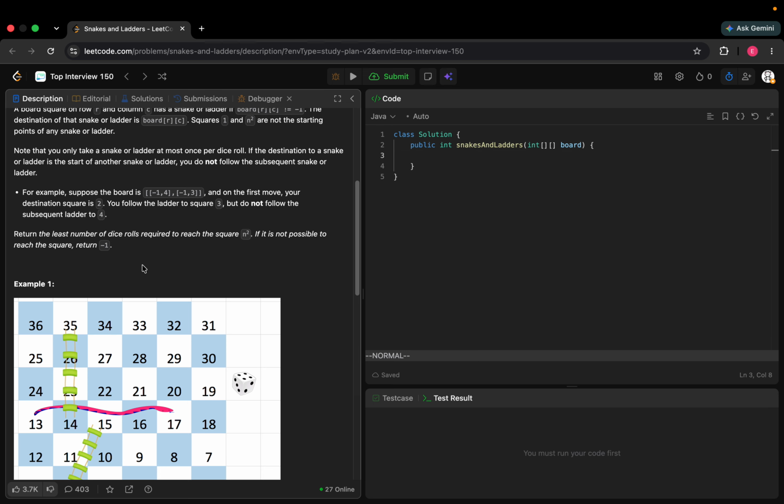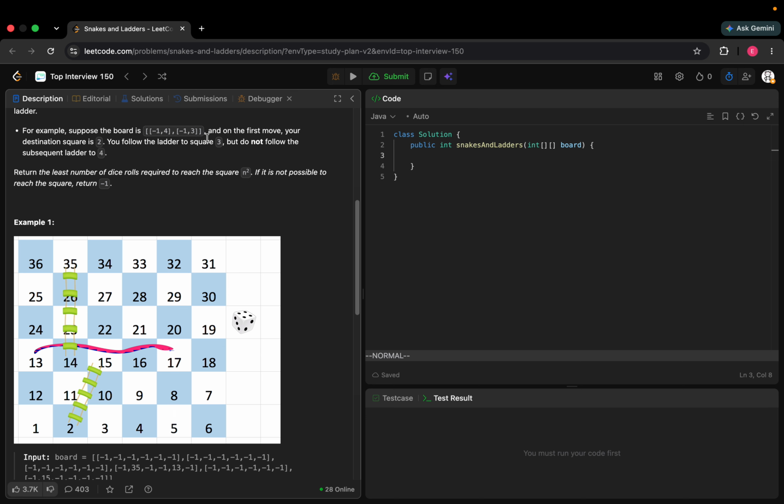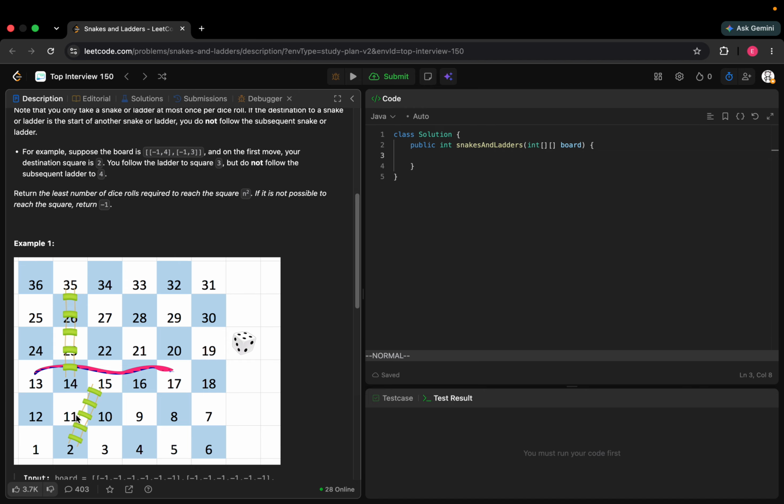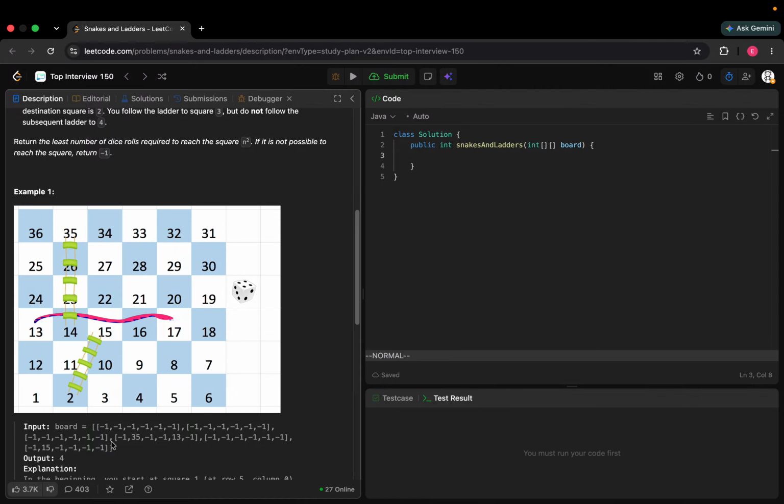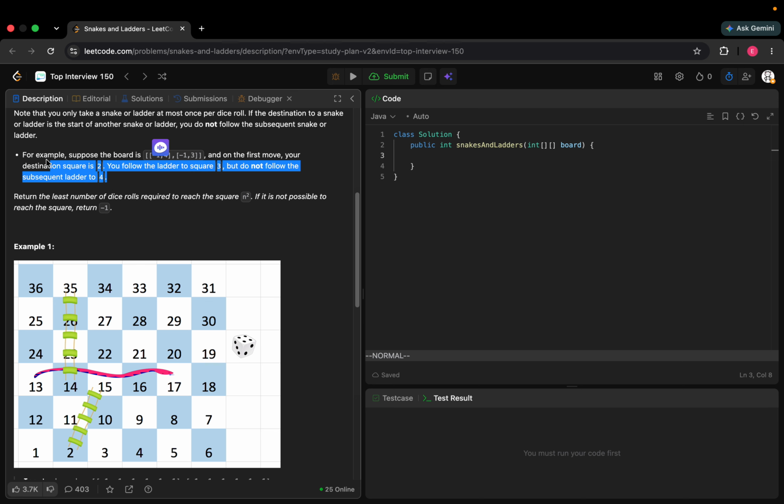you do not follow the subsequent snake or ladder. For example, suppose the board is this one. On the first move, your destination square is 2. You follow the ladder to square 3, but do not follow the subsequent ladder to 4. I didn't understand this one actually.